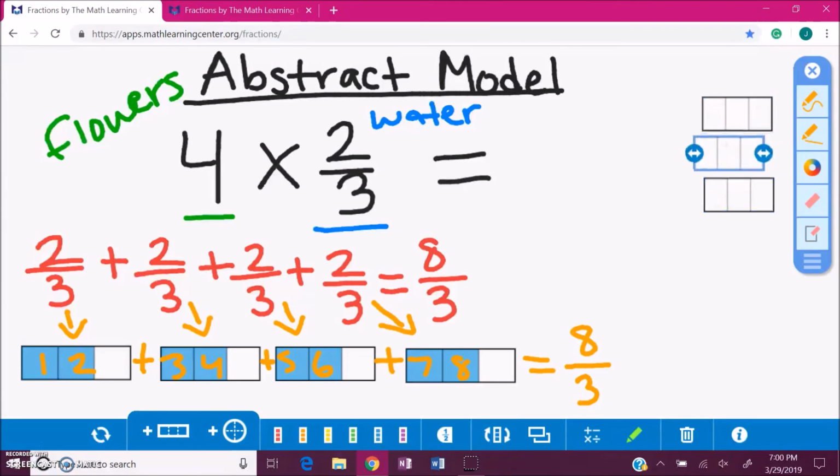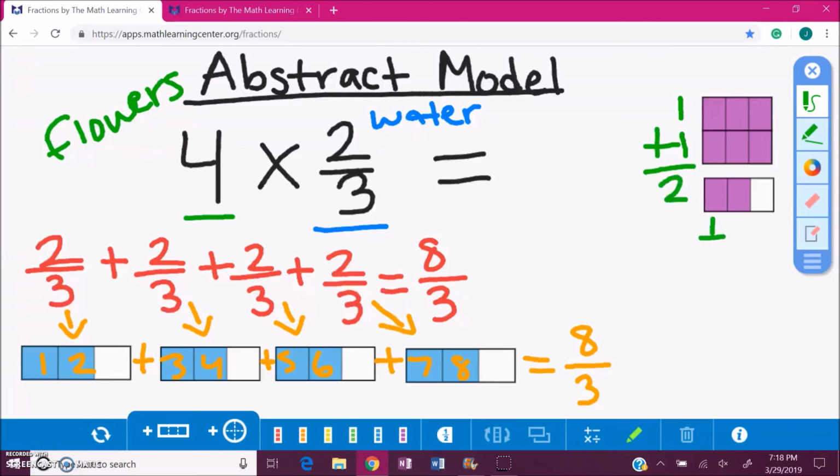Remember that our next step is changing the improper fraction 8 thirds into a mixed fraction. We do this by combining the shaded parts to find out how many wholes and parts we have. We can count 1 whole and 1 whole makes 2 wholes, and 1/3 and 1/3 equals 2/3. Altogether, this gives us 2 and 2/3, which is equal to 8 thirds.